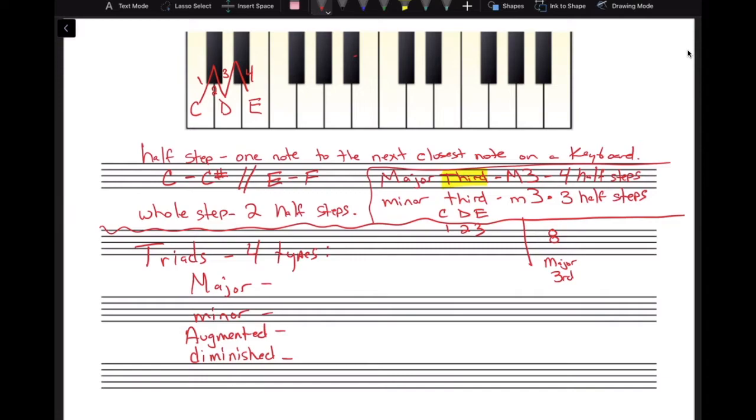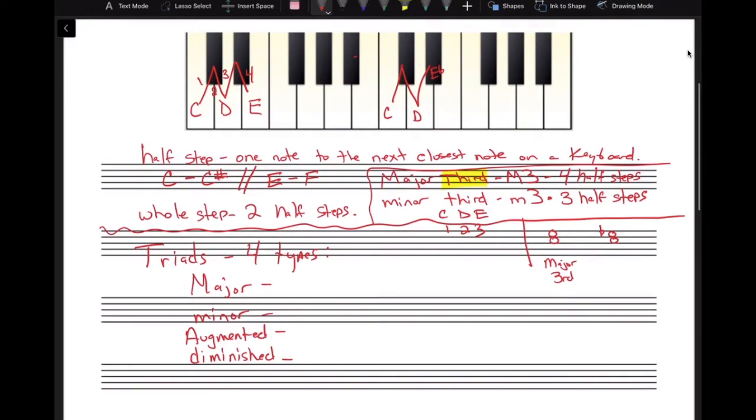Going from C to E flat. So if we come back here, we'll use this one over here. 1, 2, 3. There's C. There's D. This, we have to call it E flat. We can't call it D sharp because it's a third. If we call it D sharp, it's actually an augmented second. Though it's going to sound the same, it's going to be analyzed differently. So C to E flat is a minor third.